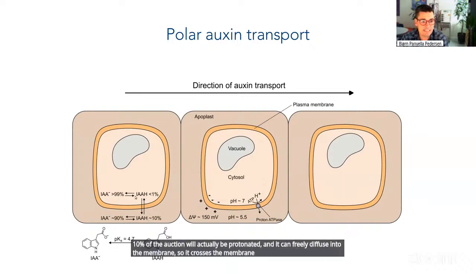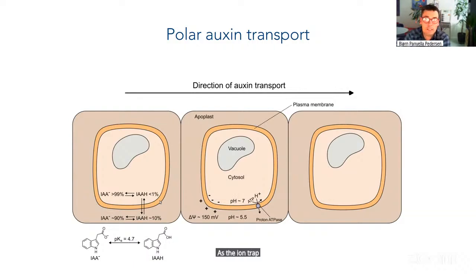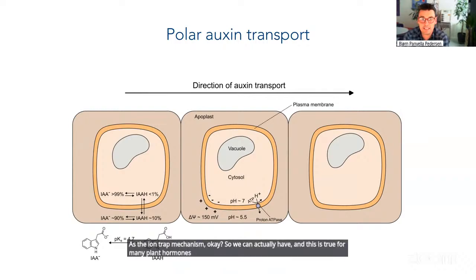Once it's inside the cytosol, where pH is 7, it actually becomes deprotonated in its main form. And that means that we have something that was described many years ago by Goldsmith and others in 1974 as the ion trap mechanism. This is true for many plant hormones: we can have passive diffusion into and out of, mainly into, cells, but potentially also out of cells.